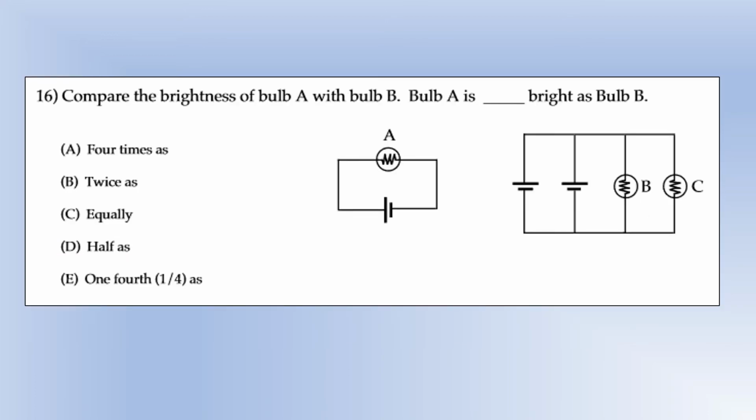So compare the brightness of bulb A with bulb B. Bulb A is blank bright as bulb B. Have a look through the options, then we'll get an answer. Okay, so the correct answer is equally bright. We've seen earlier that adding EMF sources in parallel does nothing to your circuit, and nor does adding components in parallel either. So A and B are going to be exactly the same.